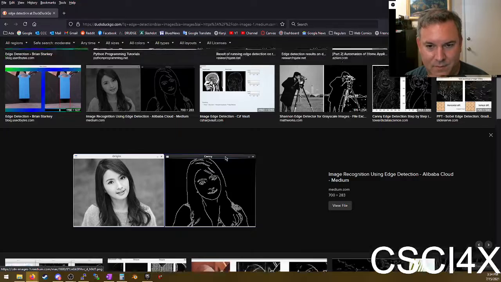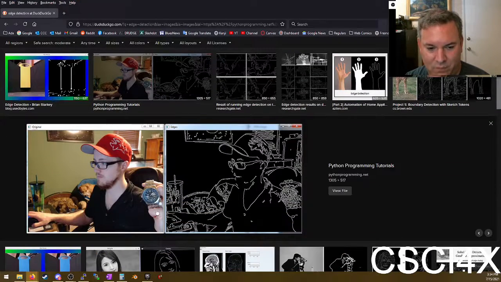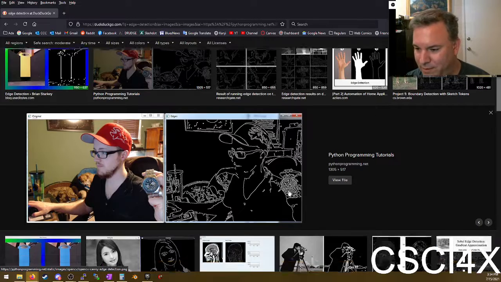Where's the guy with the watch? Right here. You see the watch right here. The watch has all sorts of edges in it. Each of those little lines is an edge. The clock face is an edge, that kind of stuff. So you see there's a ton of detail in that.